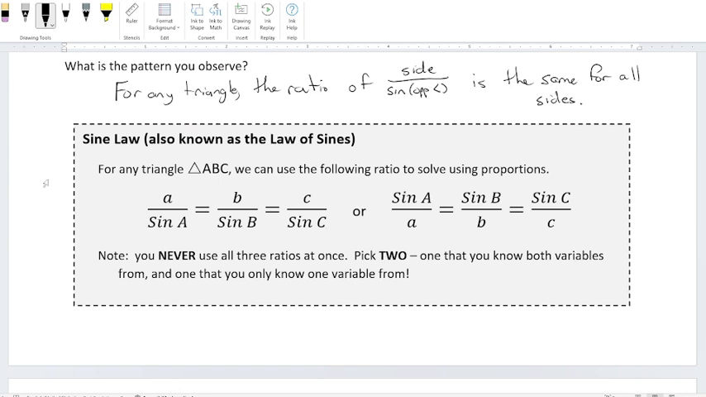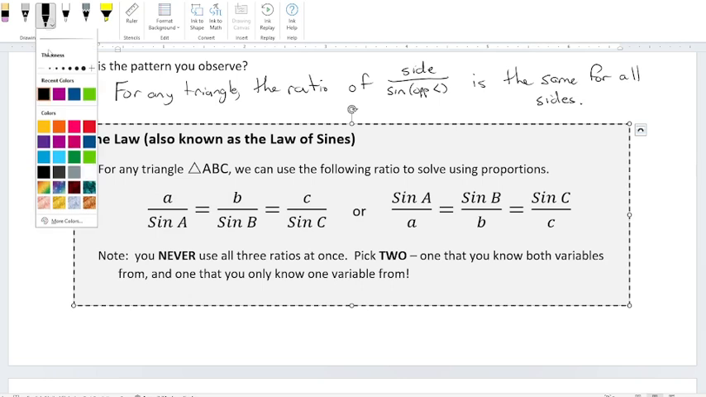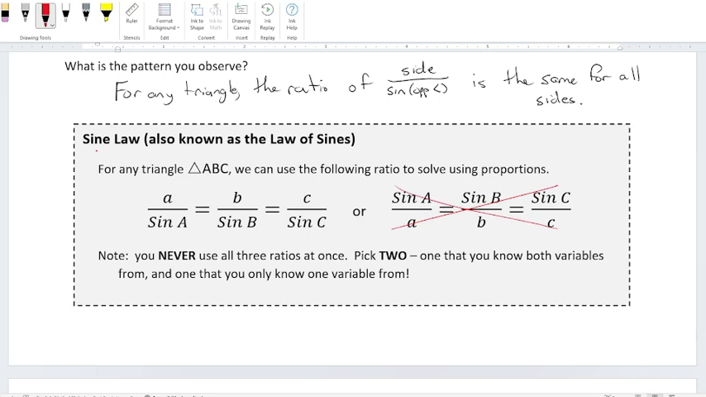So if we have any triangle, and we just write triangles like this, so we know that it's a triangle. Whatever the three corners are named, we write them in order, and we write a little triangle in front of it. So for any triangle, we can use the following ratios to solve with proportions. So we have A over sine A is B over sine B, which is the same as C over sine C. We can also write it upside down, but we'll ignore that for today, and we'll worry about that tomorrow.